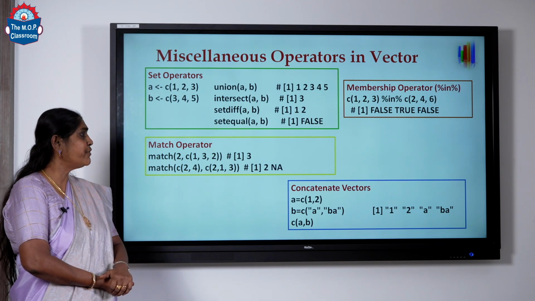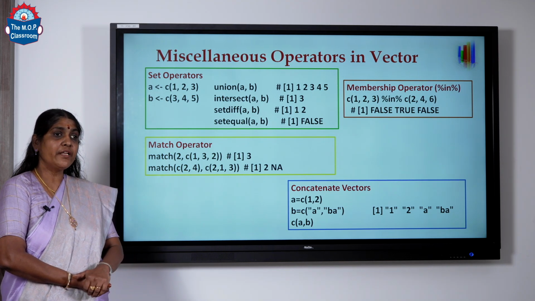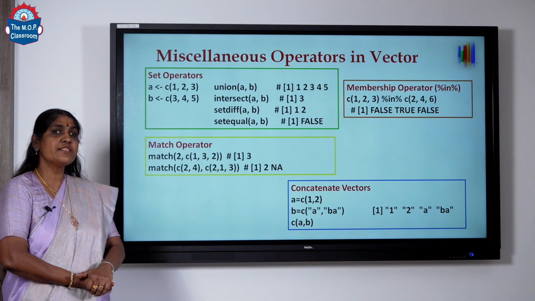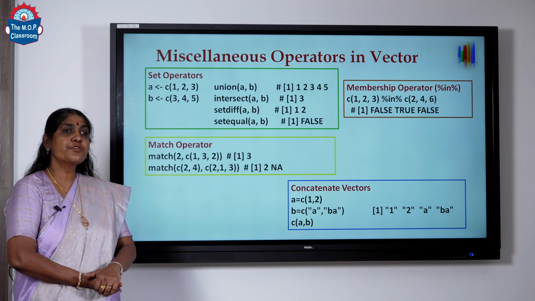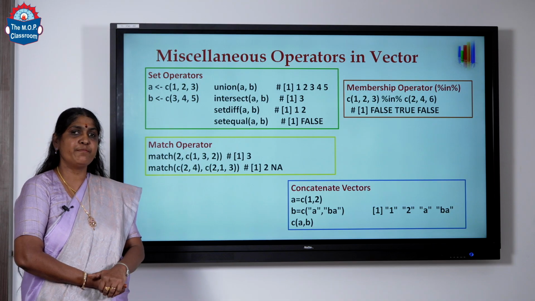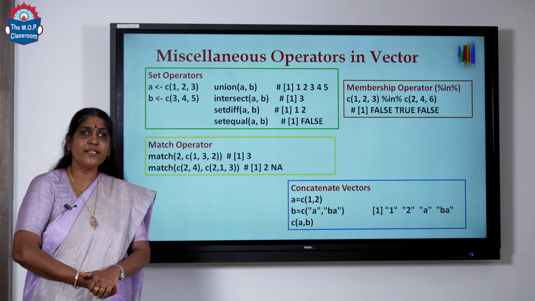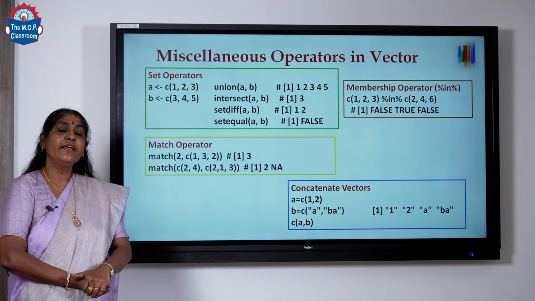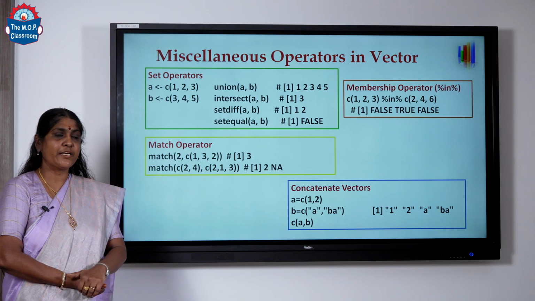Also we can use the match operation, where you compare one element and if it is there inside the vector, it shows you in which position that element is. If the element is not inside the vector, it returns NA, which means not applicable.